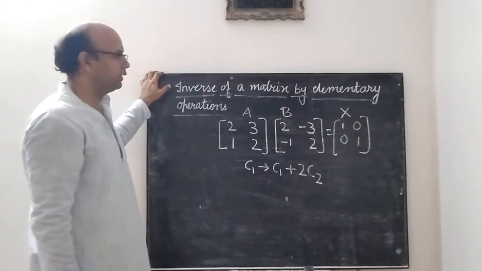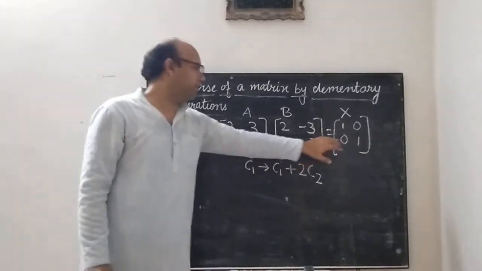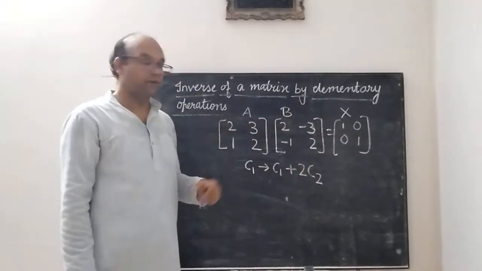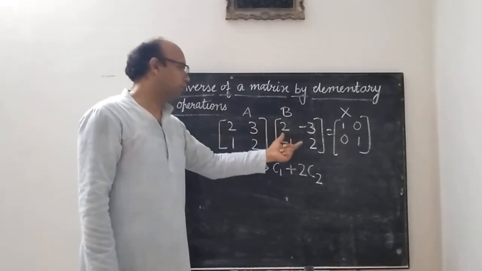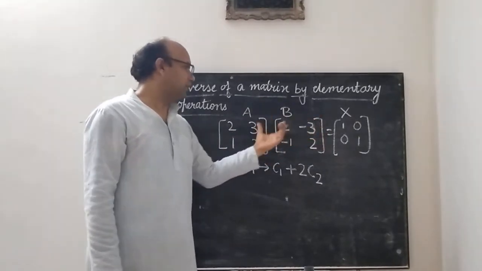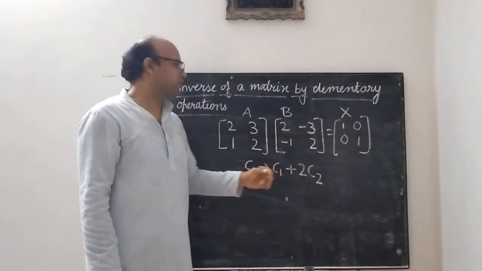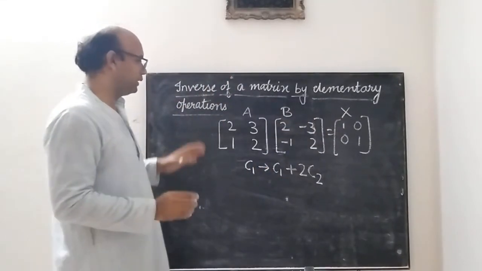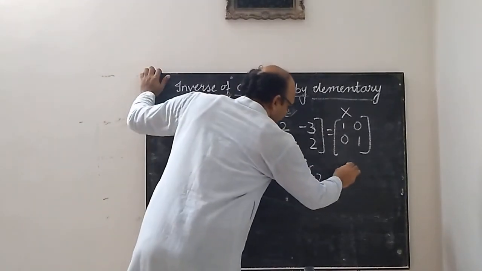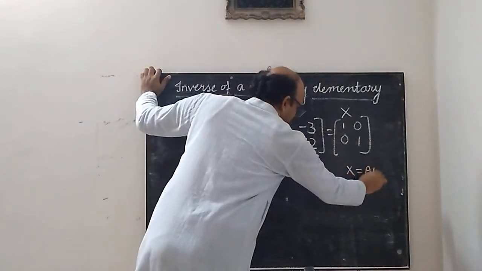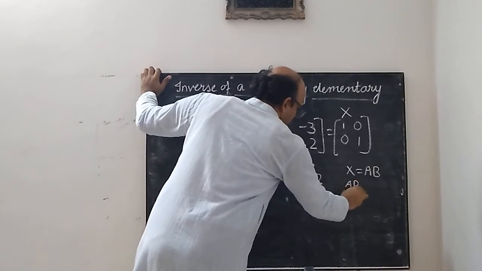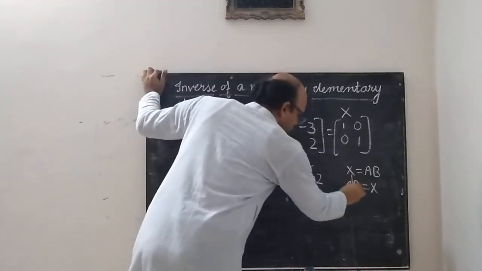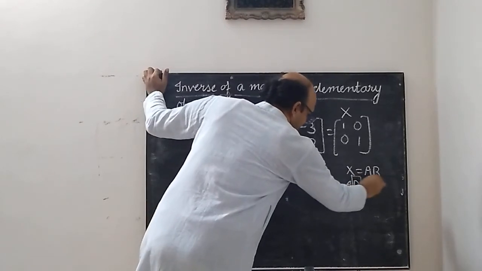So what has to be done? Obviously we apply it on X. Do we apply on both A and B? Only A, only B on the left side, or X? There are so many things which go in our head. So we have to be clear: whenever it is of the form X equal to AB or AB equal to X, whenever we apply the column operation, it has to be on the second matrix and X.